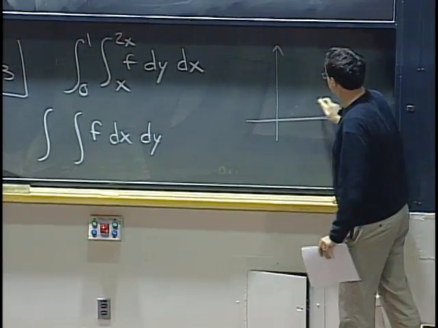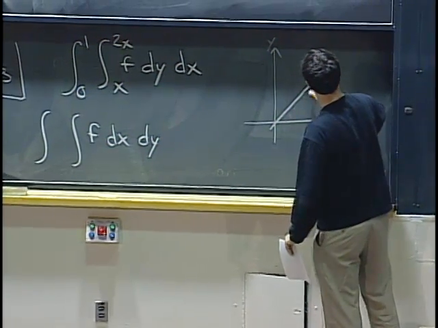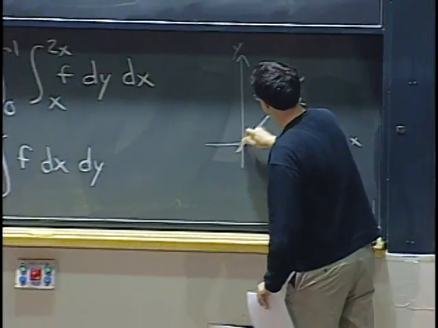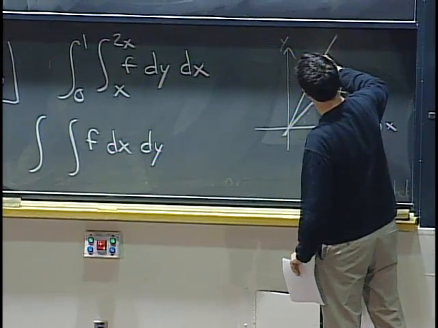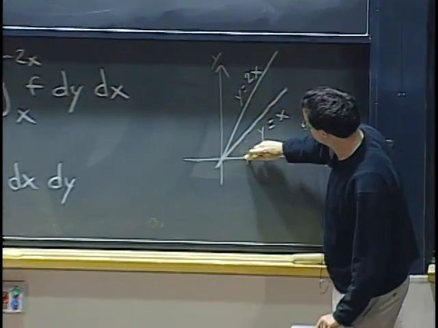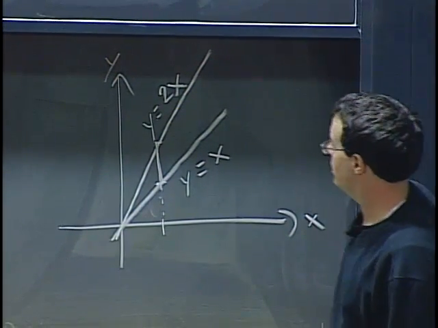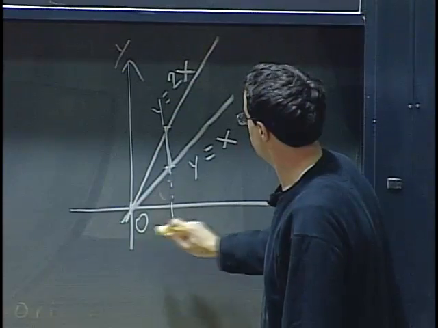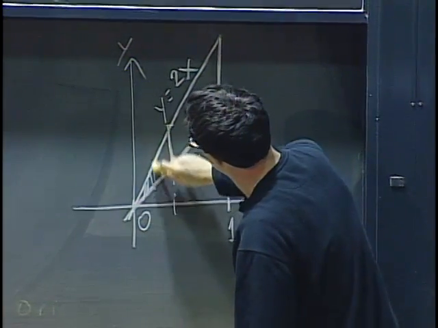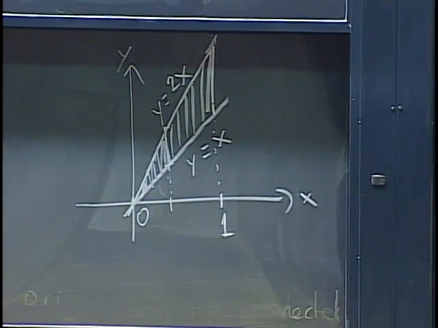The lower bound for y is y equals x. So let's draw y equals x. That seems to be here. And we'll go up to y equals 2x, which is a line also, but with bigger slope. And then, right, so for each value of x, my region will go from x to 2x. And I do this for all values of x that go from 0 to x equals 1. So I stop at x equals 1, which is here. And then my region is something like this. Okay?